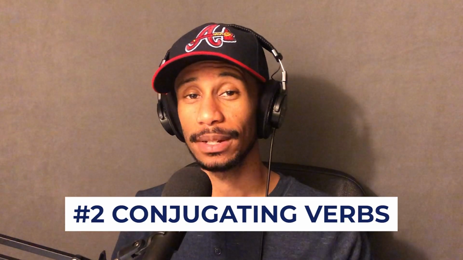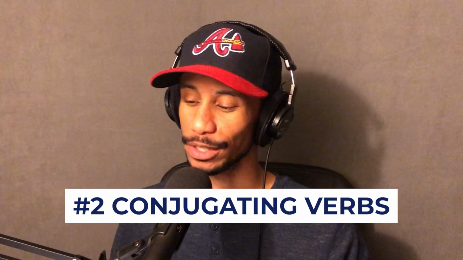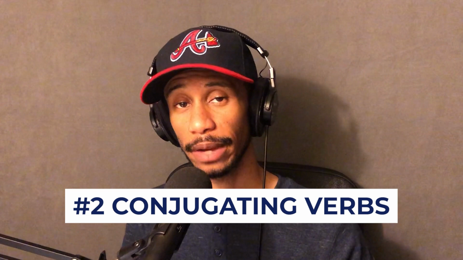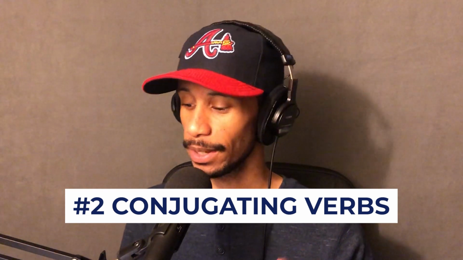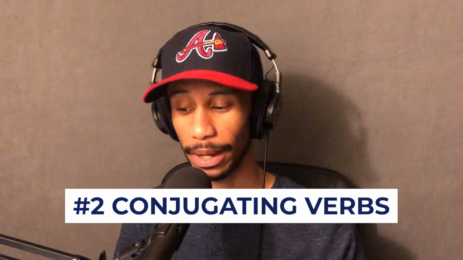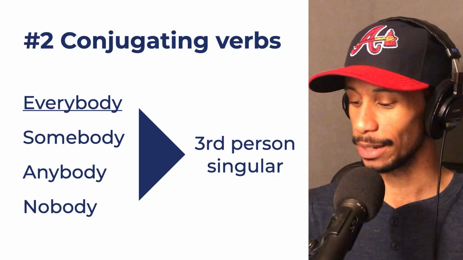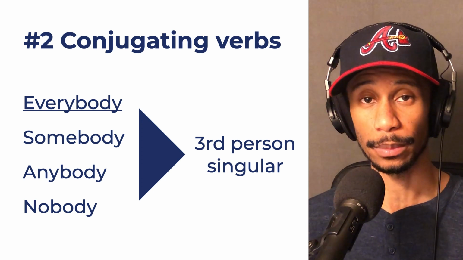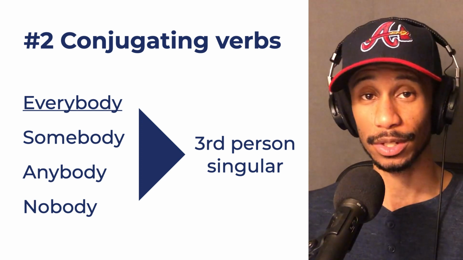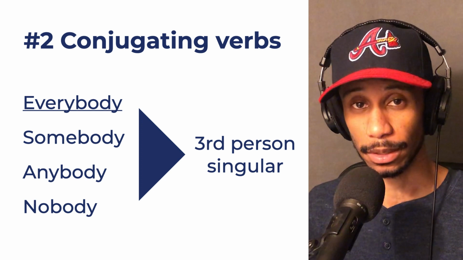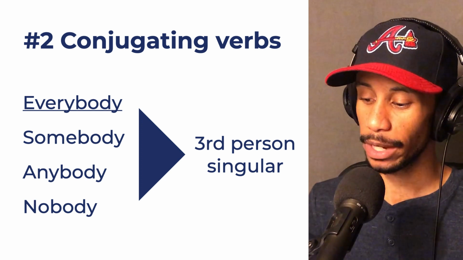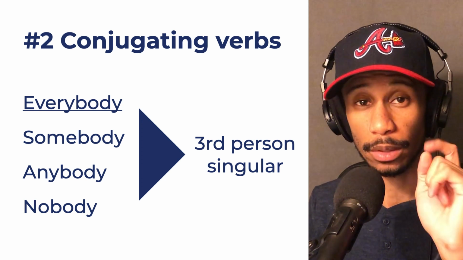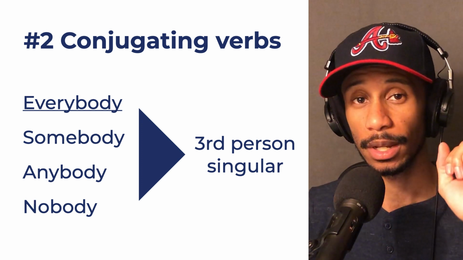All right, the second common English grammar mistake that students make every single day is incorrectly conjugating verbs when referring to everybody, somebody, anybody, or nobody. These words all take the singular form of the verb, third person singular. That's how we conjugate verbs when we're using these particular pronouns. Everybody refers to many people, but when we use that word, we're considering all those people one group, which is why we're using the third person singular.